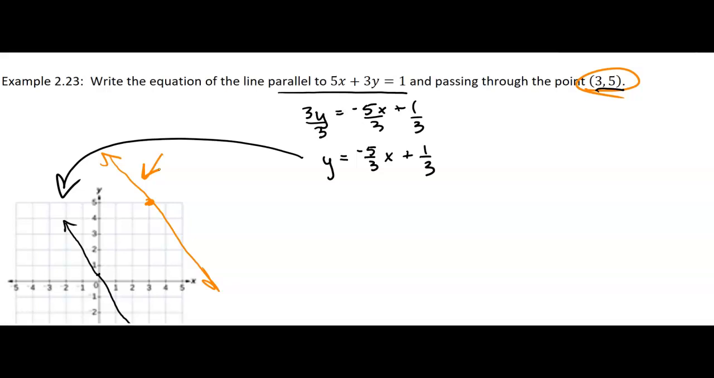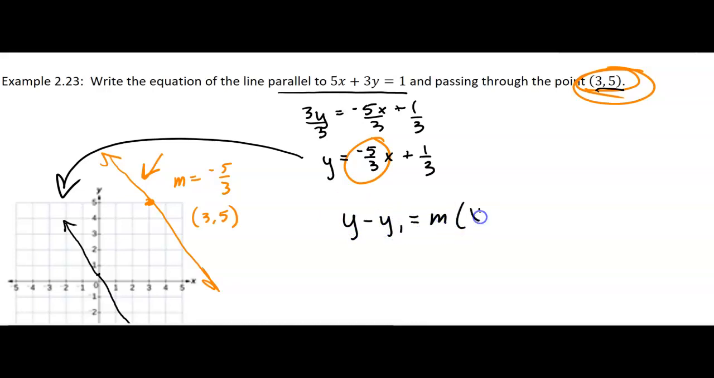All right. So do I know the slope of the orange line? Yeah, it has to be the same as the slope of the black line because lines that are parallel have the same slope. And then do I know a point for the orange line? I do because they told me it's going to go through the point (3, 5). Okay, so now I pull out the point slope formula. There's the point slope formula. And this is going to be my x1 and y1. Okay, y minus 5 equals negative 5/3 times (x minus 3).